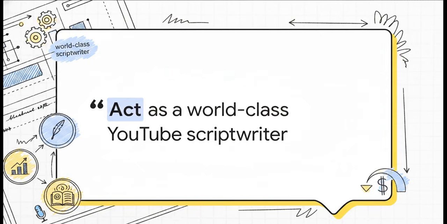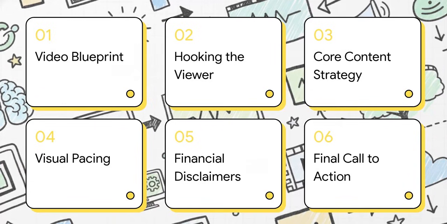It's brilliant, really, because it guarantees the output has the perfect tone. It has to be authoritative enough so you actually trust the financial advice, but wrapped in a narrative compelling enough that you can't look away. So here is our chronological journey through this blueprint. We'll cover the perfect video blueprint, hooking the viewer, the core content strategy, production and visual pacing, the crucial financial disclaimers, and finally, the final call to action.